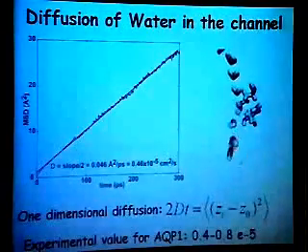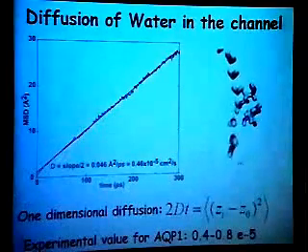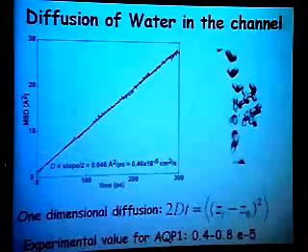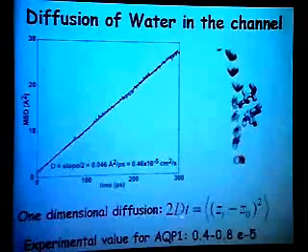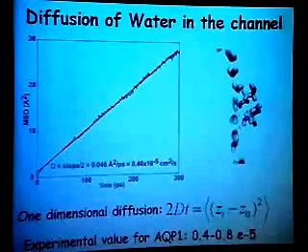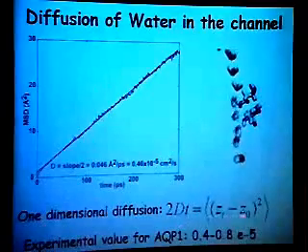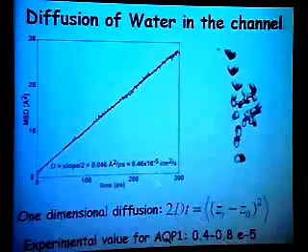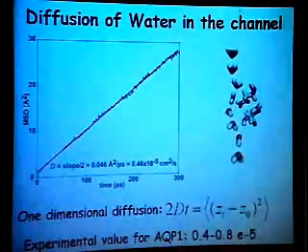And of course, you can look at the displacement of water inside the channel along time, and based on mean square displacement, you can plot it against time and get some idea about the one-dimensional diffusion coefficient of water, which turned out to be about 0.46 times 10 to the minus 5 centimeters squared per second. And this is close to the experimentally reported value. So we see that the water motion inside the channel can be described pretty well.